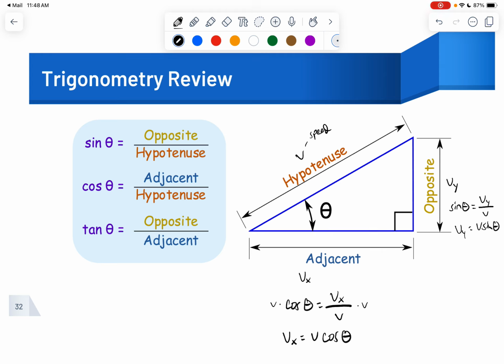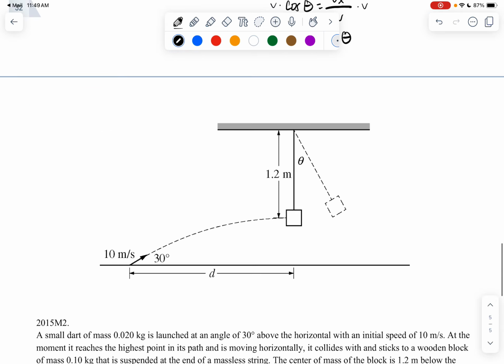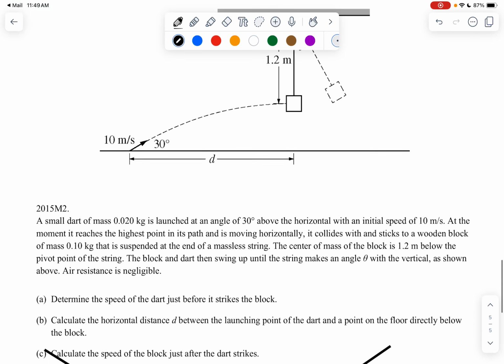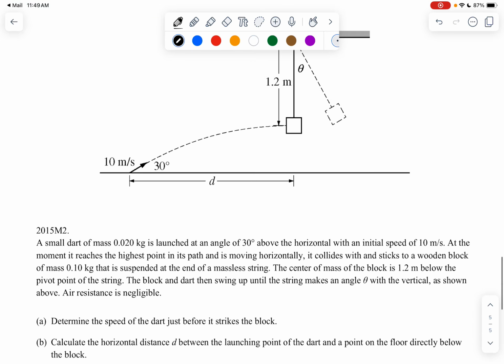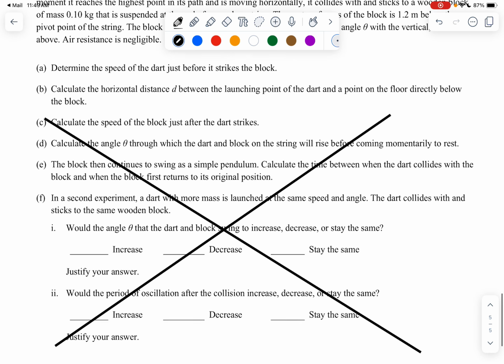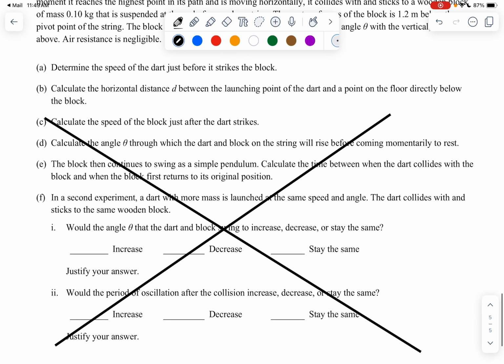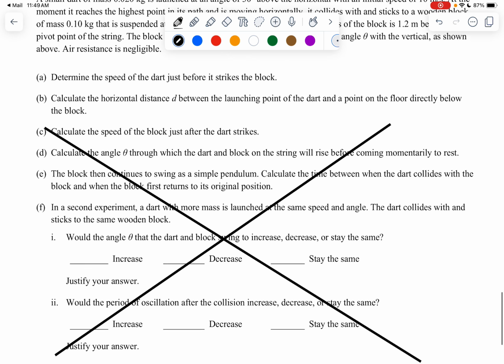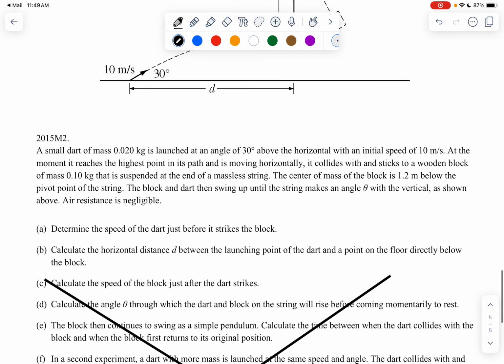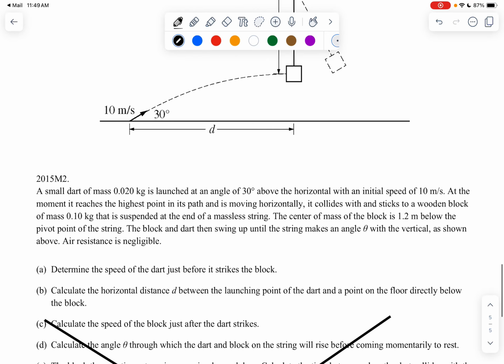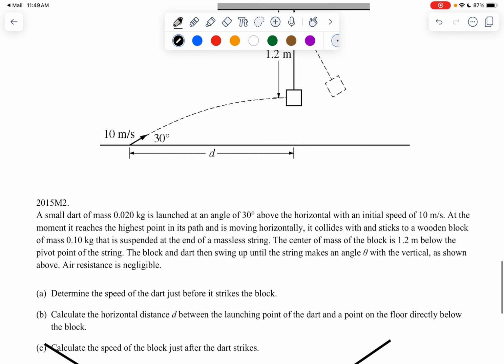So this is how we'll break up our initial velocity in these scenarios. For our example question, this is taken from an old AP FRQ. Again, we'll ignore parts C through F just because they deal with information we'll cover in later units. But what we have is a small dart of mass 0.02 kilograms, launched at a 30-degree angle.